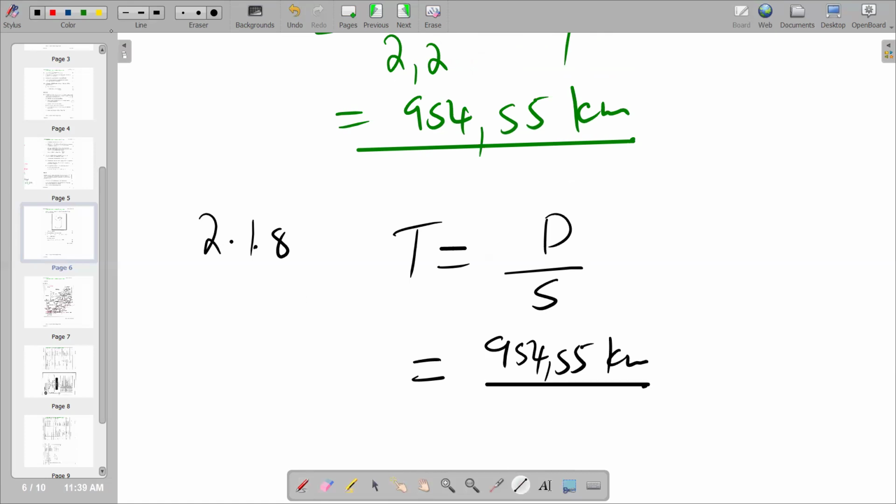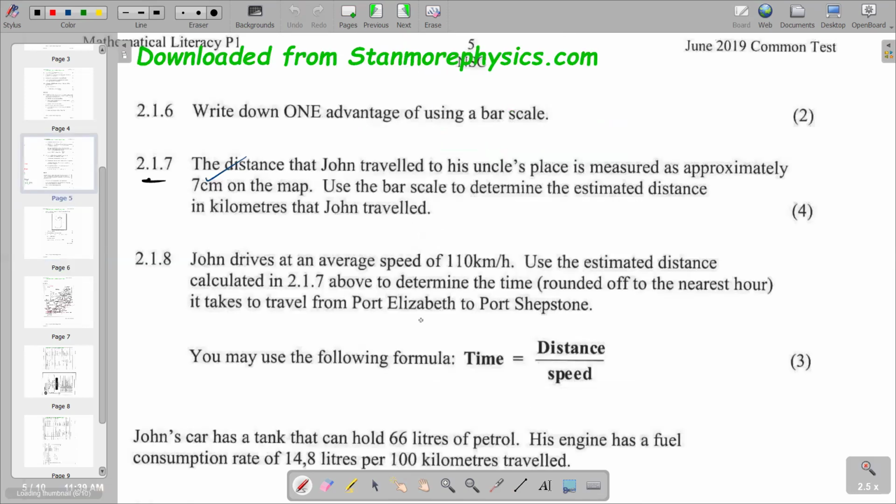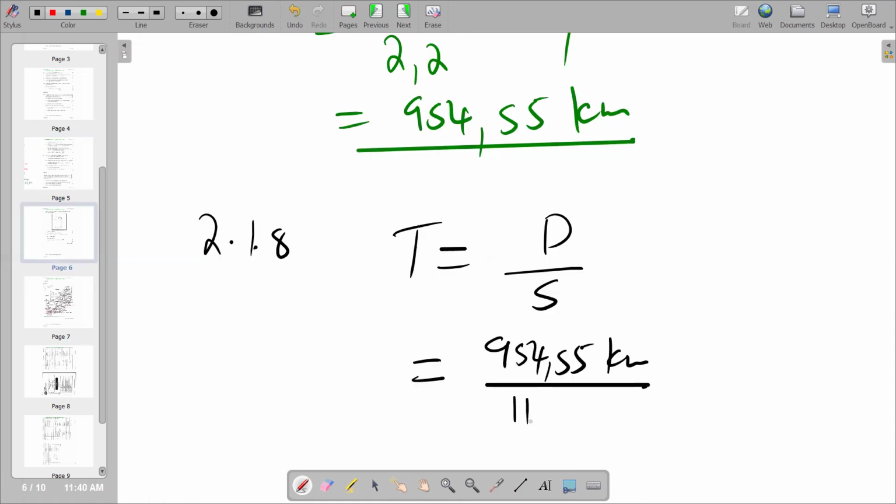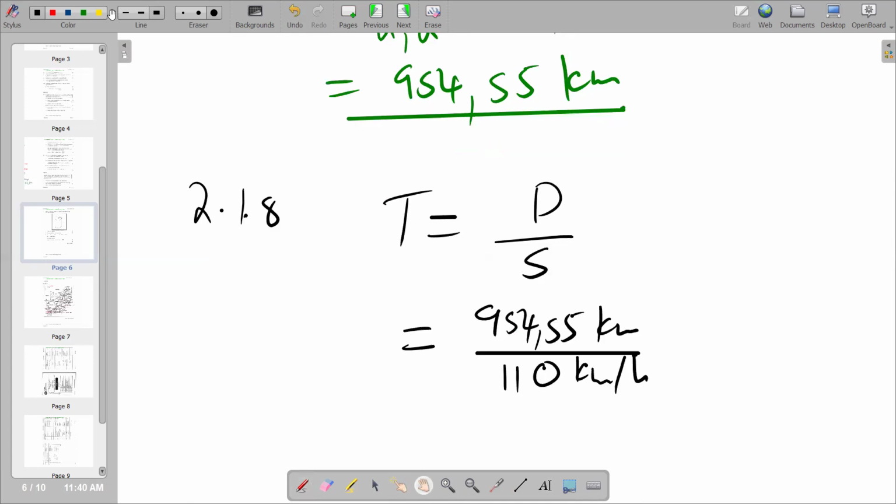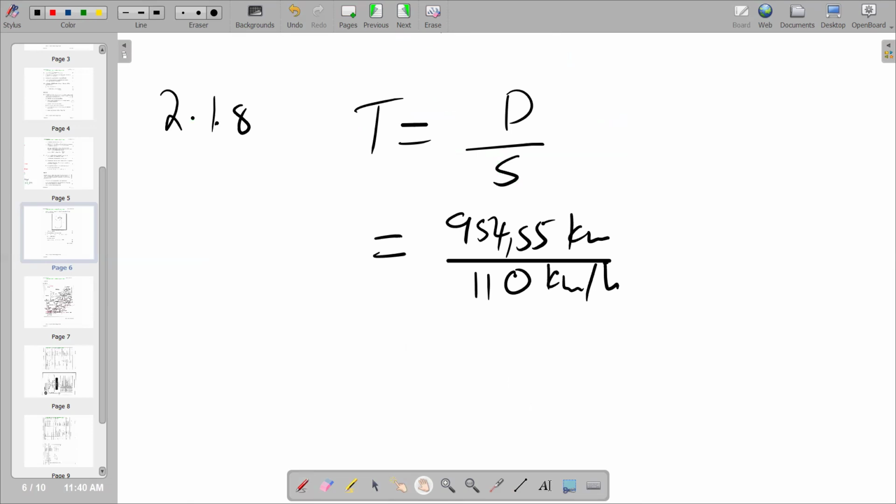Then our denominator is our speed, which is given in the question. Our speed is 110 kilometers per hour, so we divide by 110. So we convert to time. We divide, and we see that our answer is 8.677 hours.